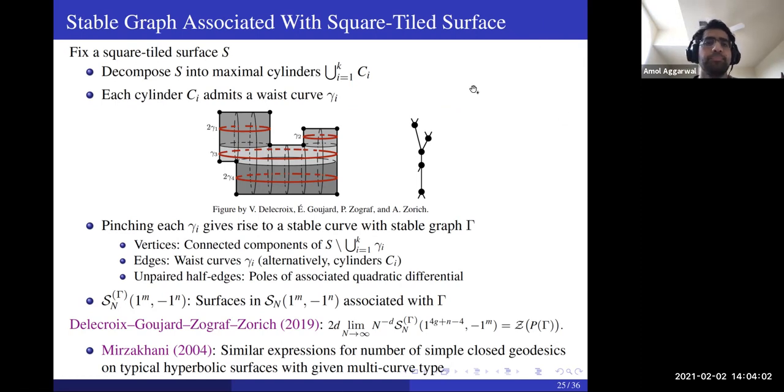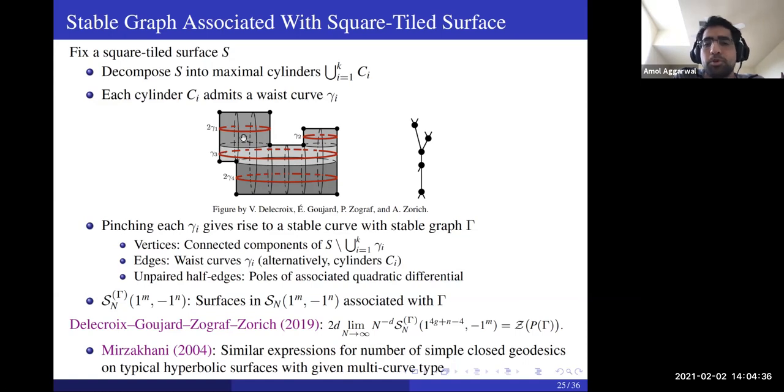So I'll fix some square tiled surface S, and then I'll decompose S into a bunch of maximal cylinders. As you can see here, I've taken a square tiled surface, and there are four cylinders in which it decomposes, and each cylinder is distinguished by this waist curve, a circumference curve, which wraps around the cylinder. So each cylinder admits some waist curve. I'll call the cylinders C_1, C_2, all the way to C_K. So here K is equal to 4. And each cylinder C_i admits a waist curve gamma_i.